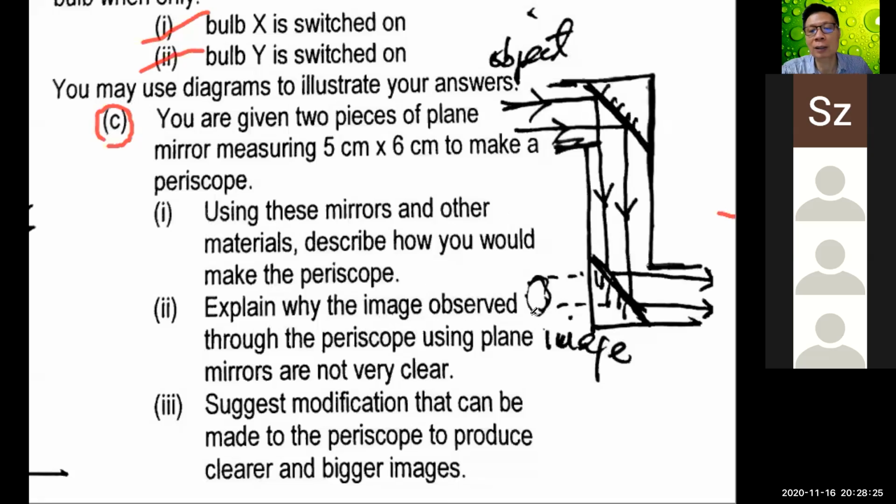First of all, draw a big diagram, a periscope diagram. There are two pieces of mirror, right? One you put here, another piece is here. Using cardboard, make a tube like this, an L-shaped tube. Then the two pieces of mirror are fixed here, one piece here, another piece here. You draw this diagram first. Draw the diagram and you must label. This is mirror, this is cardboard. You draw the diagram first.